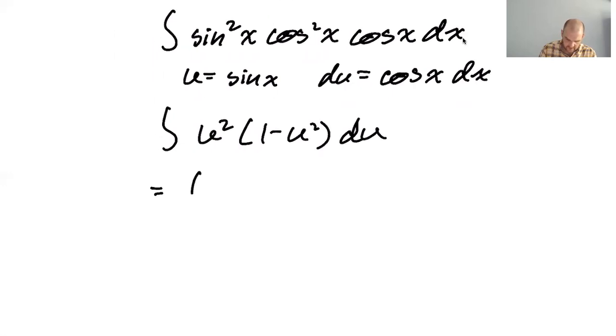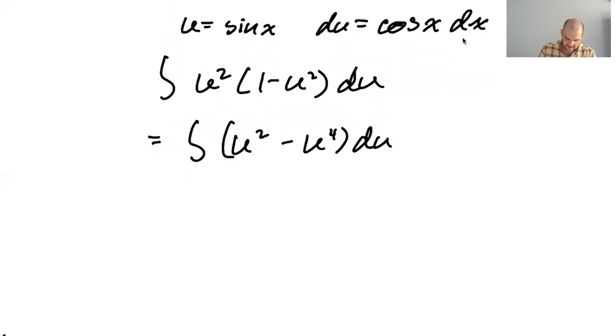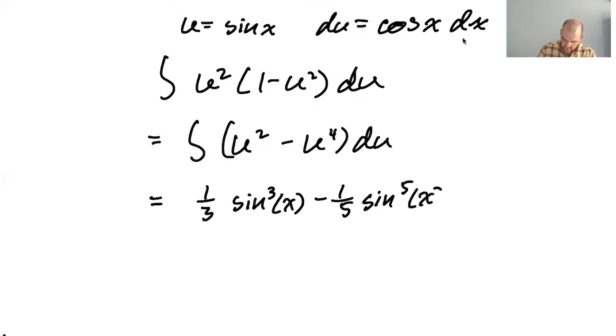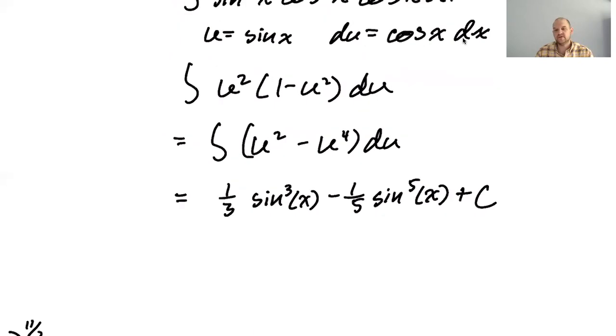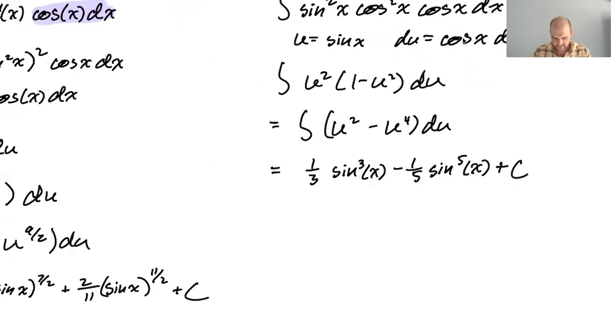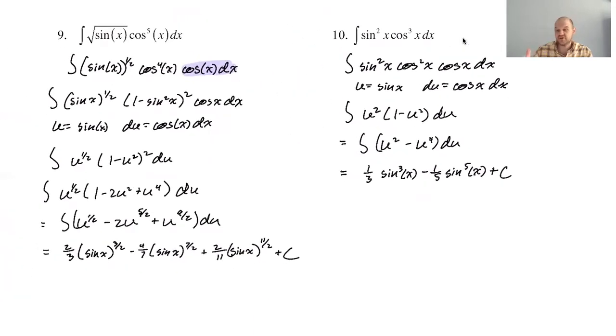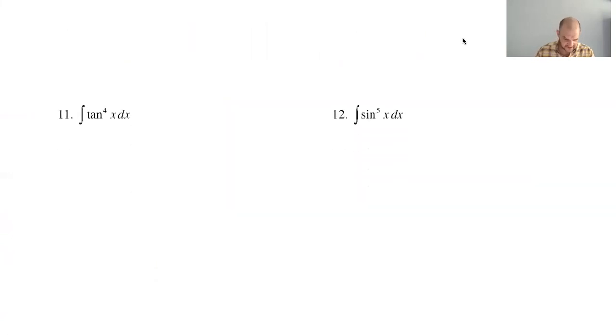So we get u squared minus u to the 4th du, and then u is equal to sine, so let's integrate and substitute. 1/3 sine cubed minus 1/5 sine to the 5th, and then plus c. I think we did it. I don't know if it was straightforward or not.